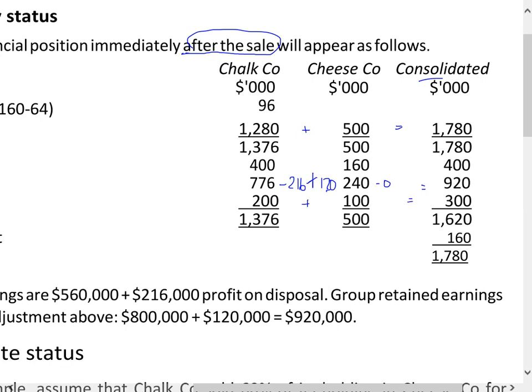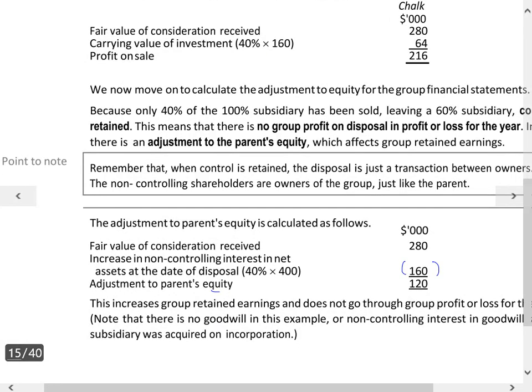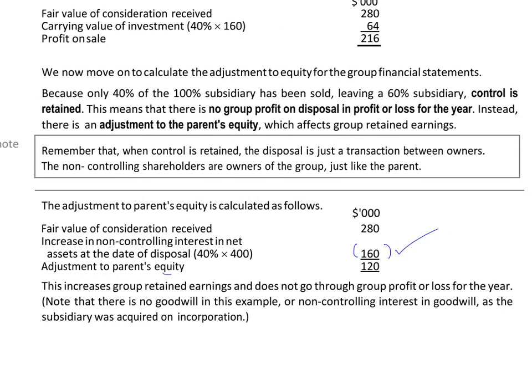Add across. Done. And in this question, because I sold off 40, we now have an NCI of 160. Here, NCI 160. Okay, now. Done.